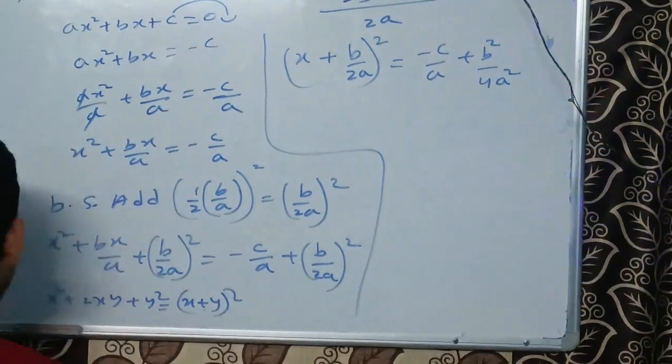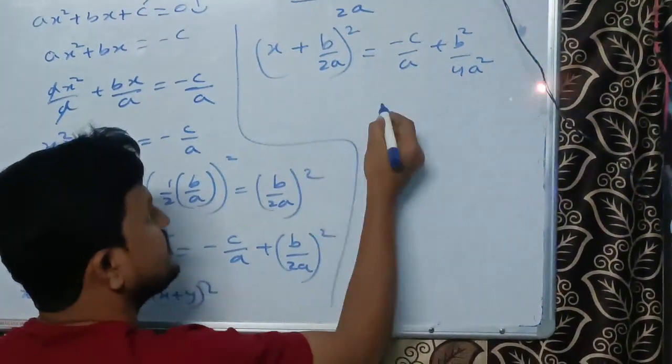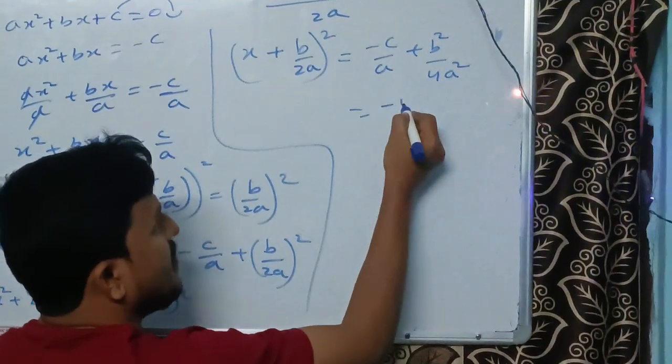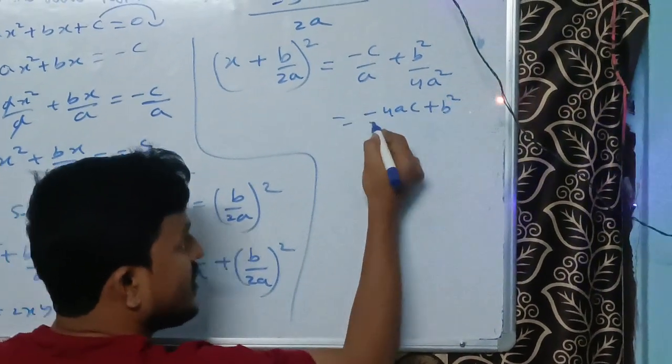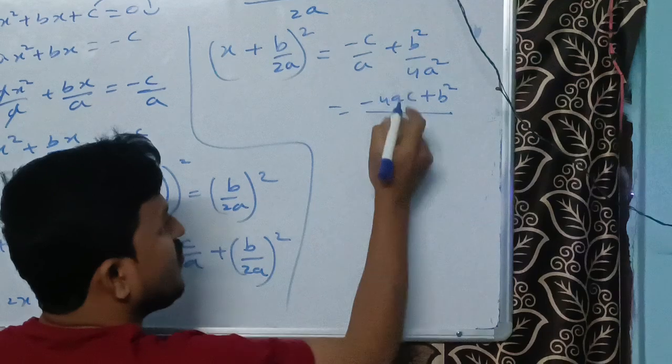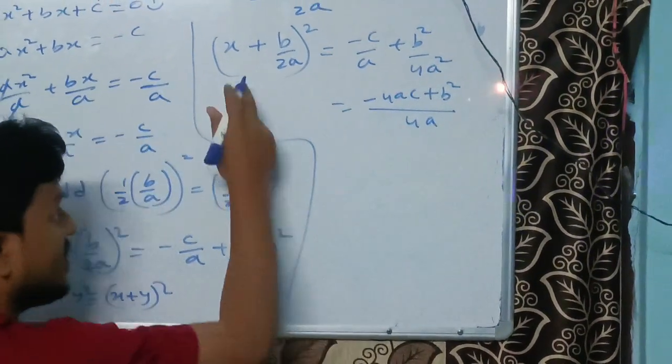4a square, 4a square LCM, minus 4ac plus b square by 4a square.